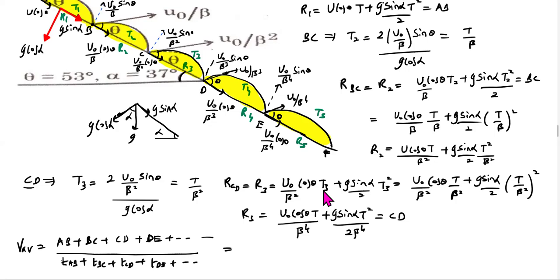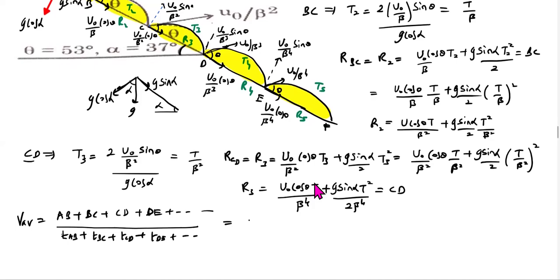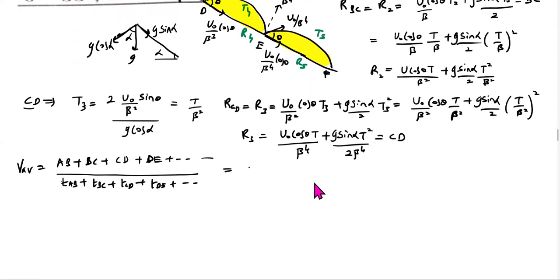This will be, I'll write down here. U naught cos theta plus G sin alpha by 2 T square. Next, BC will be, this is the BC.